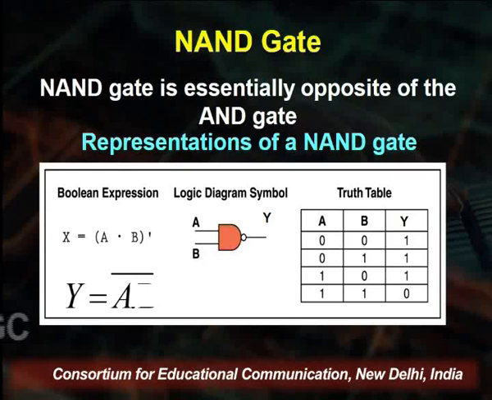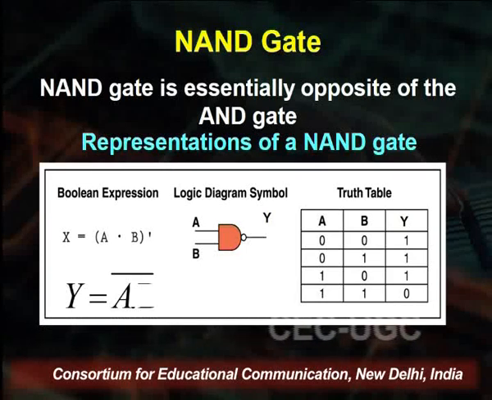Now, the NAND gate. What is a NAND gate? NAND gate is not of AND gate. So, therefore, the truth table of a 2-input NAND gate can be interpreted as 0 0 gives 1, 0 1 gives 1, 1 0 gives 1 and 1 1 gives 0.